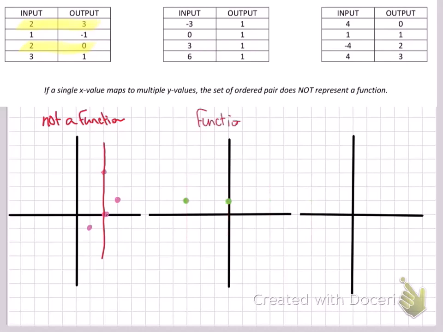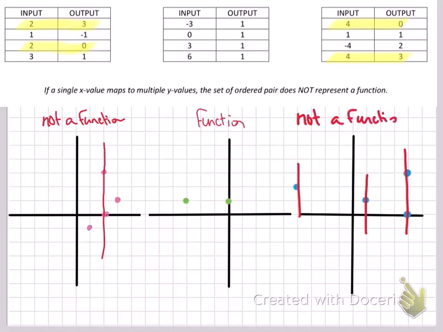So let's do the last one. Again, we have 4 ordered pairs, so let's go ahead and plot those points. We have the point 4, 0, we have the point 1, 1, we have the point negative 4, 2, and we have the point positive 4, 3. So again, when I go through and I try to draw vertical lines, this is fine, this is fine. These guys are not fine. So again, you have 4, 0 and 4, 3. Those 2 points, when we graph them, are in violation of the vertical line test. So we know that this is not a function.